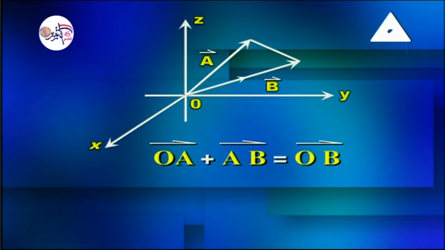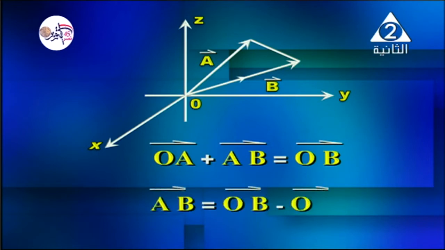Theorem: if we have two vectors, OA vector plus AB vector equals OB vector. Look at triangle OAB. Triangle OAB has three vectors: OA vector, AB vector, OB vector. If we add OA vector plus AB vector, the answer is OB vector. Or AB vector equals what? OB vector minus OA vector, from the first equation or from the direction of XYZ.